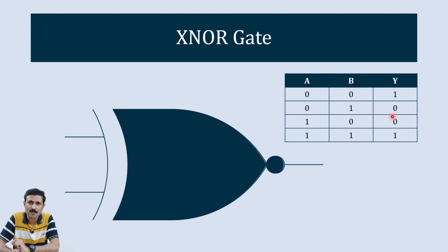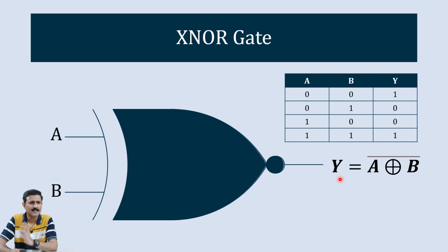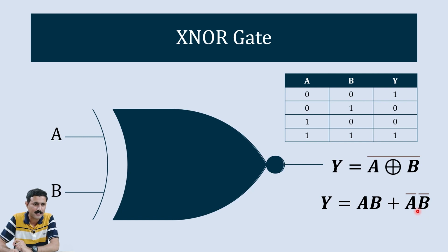How we have achieved this truth table, we can understand through this equation. Here A and B are the inputs and Y is the output. The simplified equation of this form is Y equals A into B plus A bar into B bar. Now I'll tell you how to construct the equivalent circuit of the XNOR gate using this equation, and then we'll understand how we get this truth table for the XNOR gate.